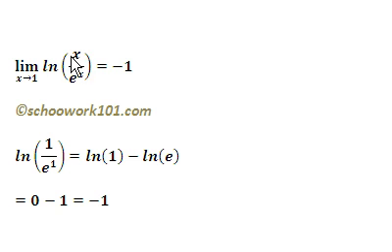Okay, we've got the limit of the natural log of x over e to the x as x approaches 1, and I'm claiming it's equal to negative 1. We just do the direct substitution, plugging 1 directly in. Now I can rewrite this by the properties of natural logs. I can break this up as the natural log of 1 minus the natural log of e. The natural log of 1 is 0, and the natural log of e is 1. And this all reduces down to negative 1.